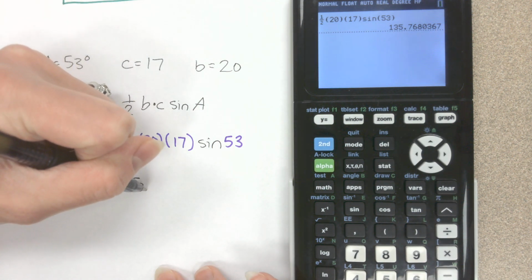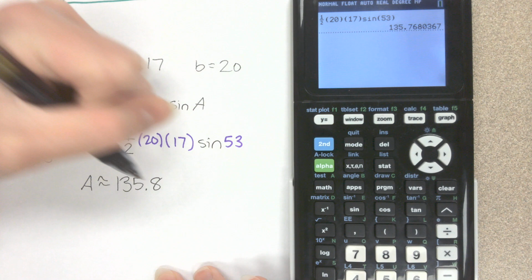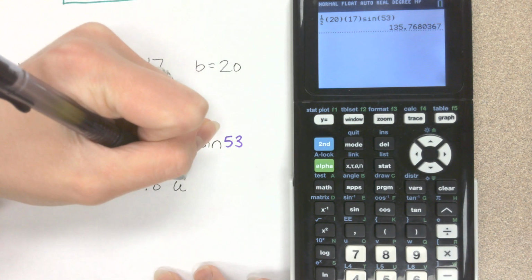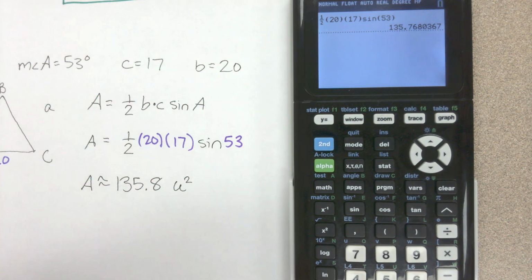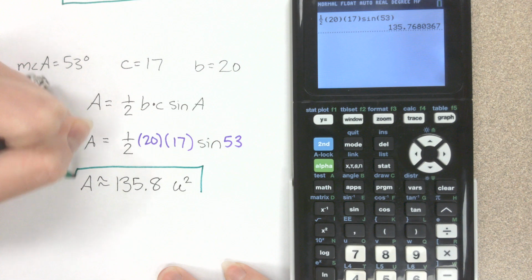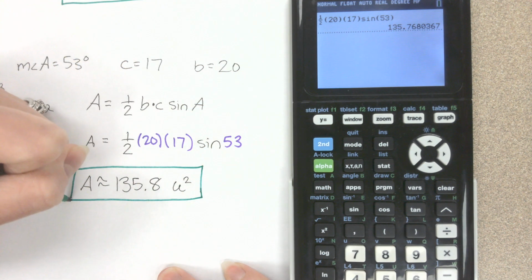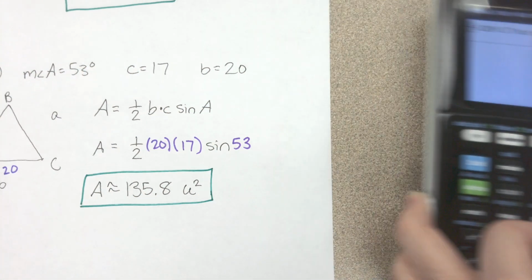$135.8. And again, we're still sticking with u squared. Okay. 2 problems left.